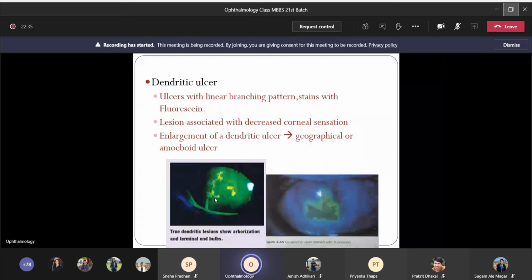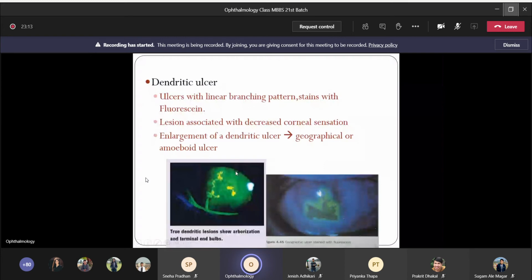Another important thing you'll have to remember in dendritic ulcer is the presence of terminal bulbs. Here you have the presence of terminal bulbs, and here also you can see the terminal bulbs. These are typical in herpes simplex keratitis, whereas herpes varicella zoster, also herpes zoster infection, has a similar dendritic pattern, but in those cases there is absence of the terminal end bulbs. So presence of terminal end bulbs is pathognomonic of herpes simplex keratitis.